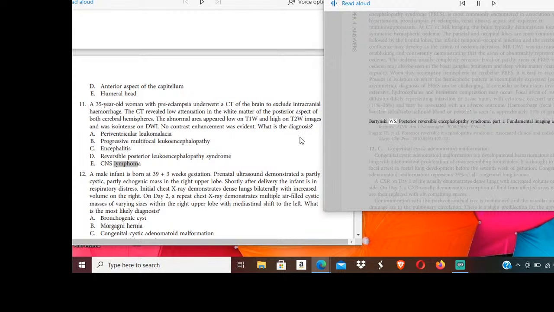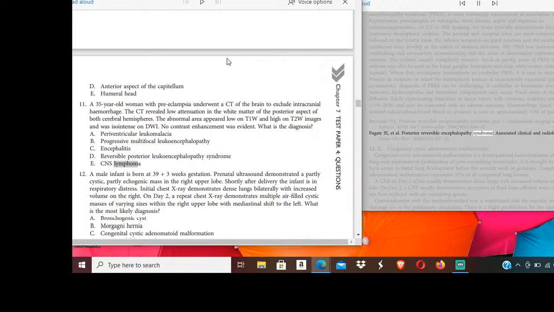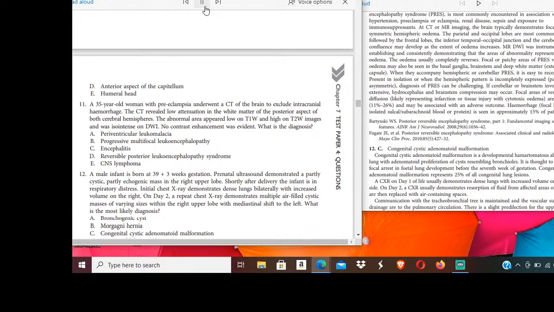Bartynski W.S. Posterior reversible encephalopathy syndrome, Part 1, Fundamental Imaging and Clinical Features. AJNR Am J Neuroradiol. 2008; 29: 1036-1042. Fugate J.E., et al. Posterior reversible encephalopathy syndrome, associated clinical and radiologic findings.